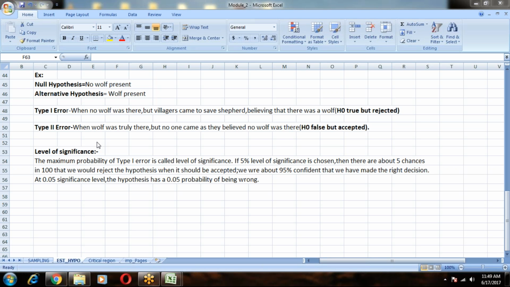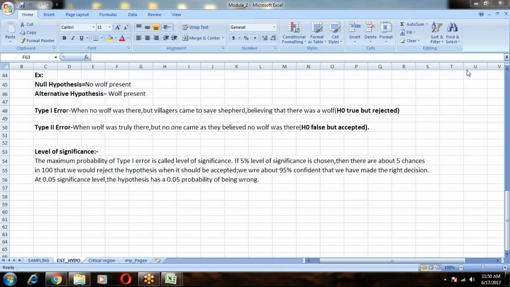Guys, is it clear, this type 1 and type 2 error? Okay, Hassan. Thank you. Great. Others, please confirm. Thanks, Ajit. No, Jishan, it's not kill the wolf. It's they didn't come, so the wolf took the shepherd. So the wolf killed the shepherd. Okay, the villagers didn't come. Okay, so that's the thing.